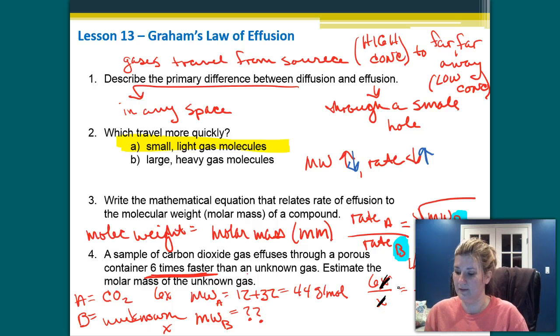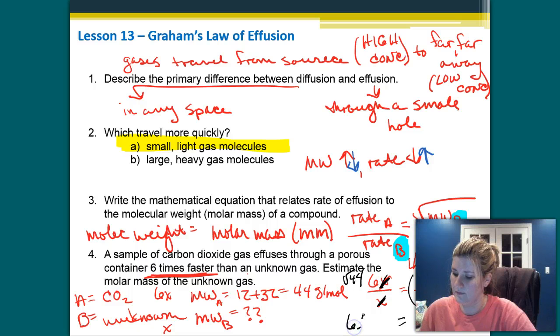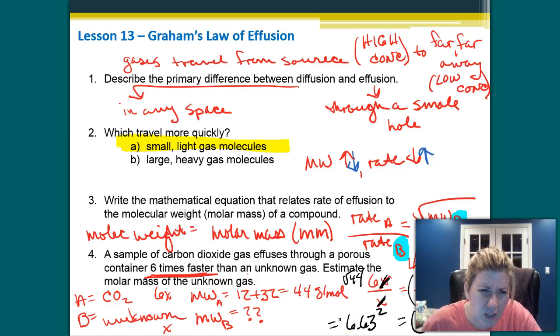We're left with 6. We're going to multiply both sides by the square root of 44 to leave the square root of B alone on the right. So we have 6 times the square root of 44, 6.63. Now to get rid of the square root on the right, we have to square it. And that means that our answer is 44.